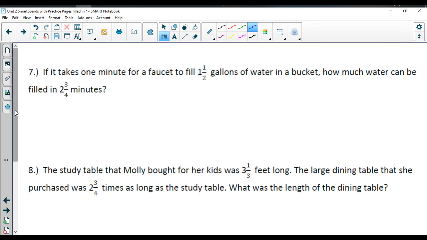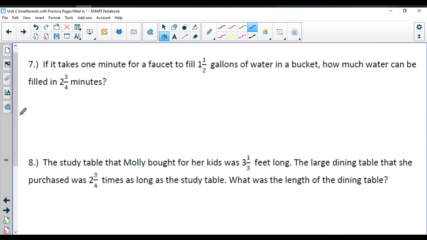Question number 7. If it takes 1 minute for a faucet to fill 1.5 gallons of water in a bucket, how much water can be filled in 2 3/4 minutes? So this is 1 minute, and we're going to do it for this long. So we're going to multiply here. So we're going to have 1.5 times 2 3/4. I'm going to have you go ahead, turn these to improper fractions, and then go ahead and get us an answer. For this one, because it is real world, we'll want to put our answer into a mixed number, and we'll also want to include a label.